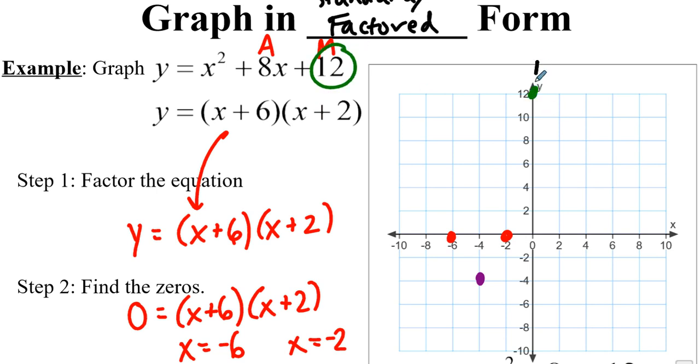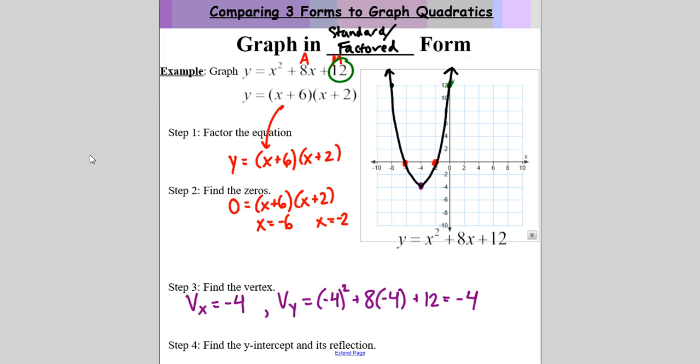I sketched the right side, mirror image on the left side, and that one shouldn't curve back like that. So right, where is this? Here? Something like that. That looks better. And that is graphing in standard and factored form.